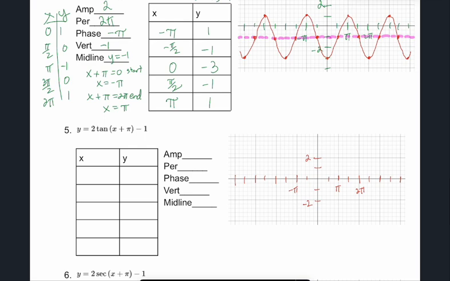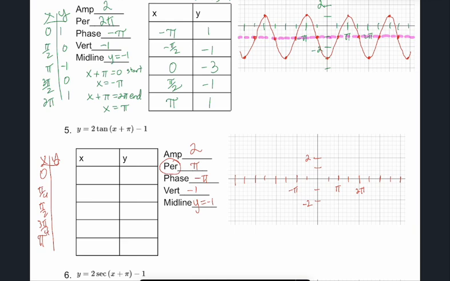Now here's what's different about a tangent. The only line that changes for a tangent is this line right here. Okay? The amplitude's still 2. The period this time, though, is half of that. The phase shift, same. Vertical shift, same. Midline, same. Nothing changes. Let's put what the parent does.